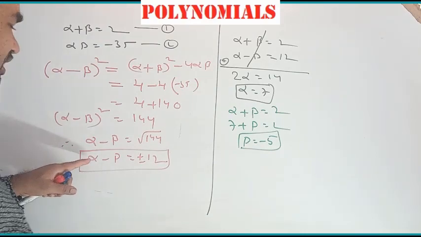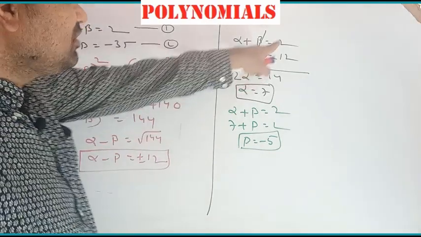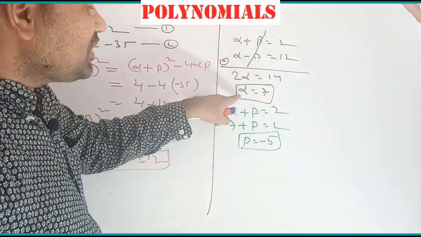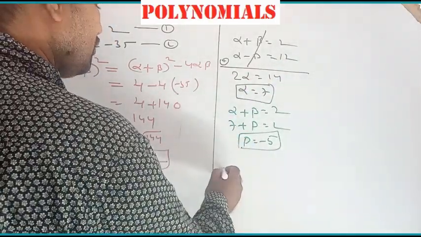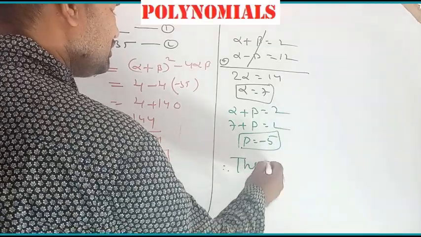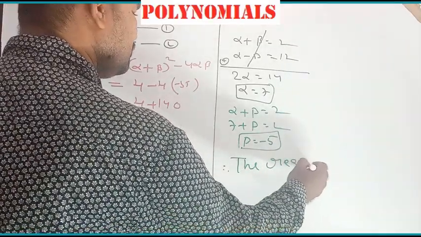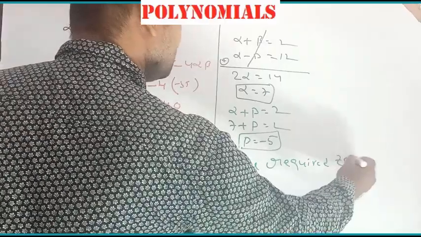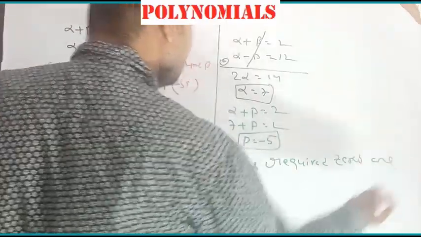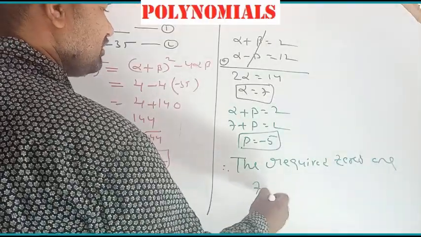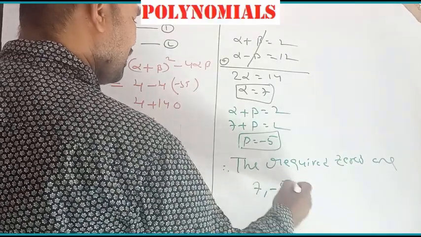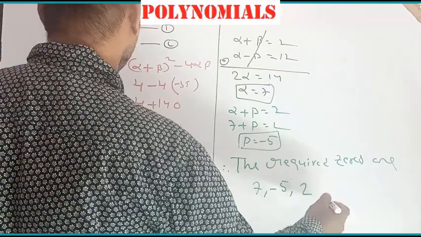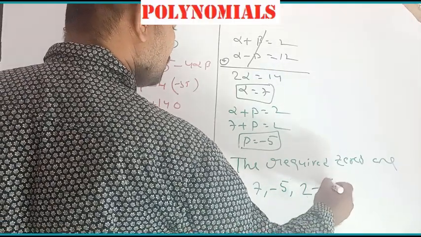Or do one thing. If you take alpha minus beta as minus 12, okay, we will get alpha as minus 5 and beta as 7. No problem. Therefore, the required zeros are 7, minus 5, 2 plus root 3, 2 minus root 3.